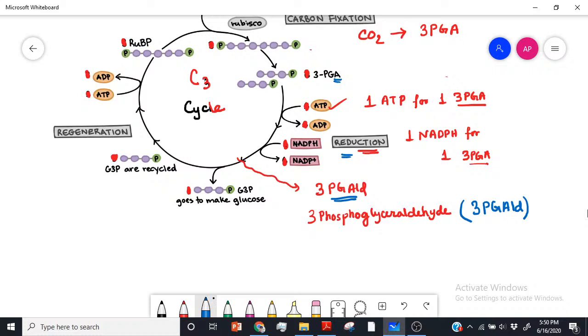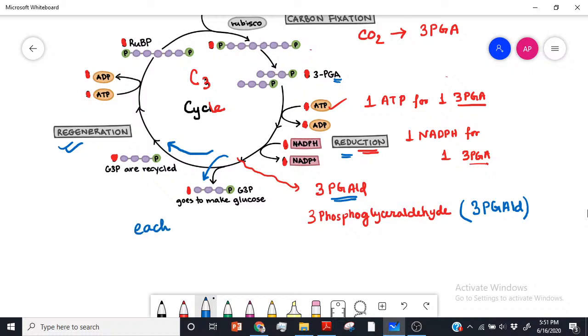Okay, now since we have produced one aldehyde, our job is almost done. Now what happens out of this? We had two molecules of 3-PGA. Now out of those two molecules of 3-PGA, one molecule will enter in glucose formation. One molecule enters in glucose formation, other molecule will go for one process known as regeneration.